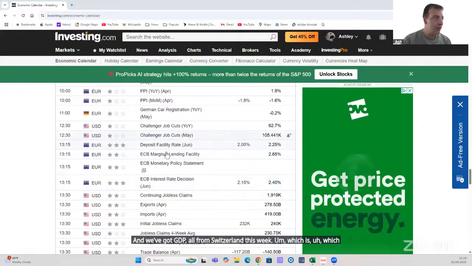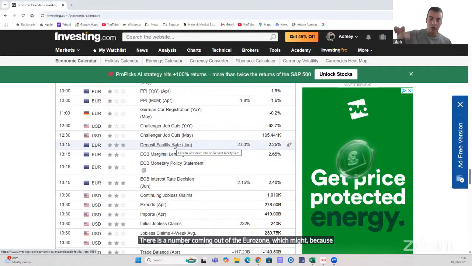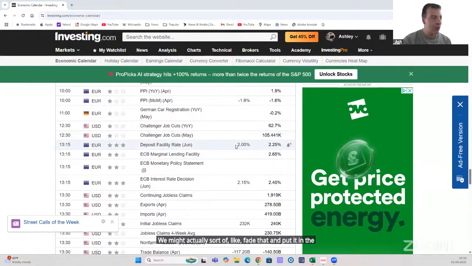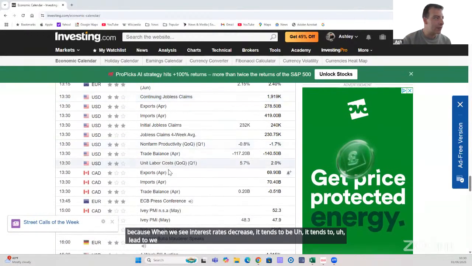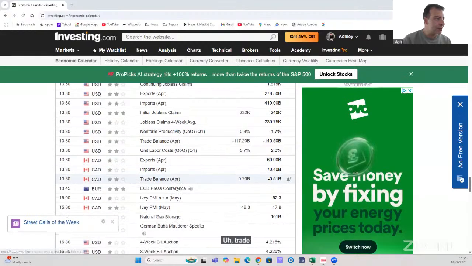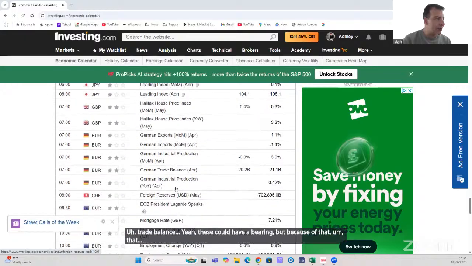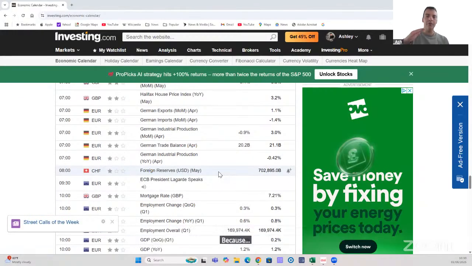which are big numbers. There is a number coming out of the Eurozone, which, because it was the one that looked bullish, we might actually fade that and put it in the background because when we see interest rates decrease, it tends to lead to weaker currency. Trade balance. Yeah, these could have a bearing, but because of that interest rate announcement, that's going to be the main thing. Foreign reserves are important for Switzerland because one of the reasons the Swissy is so strong.